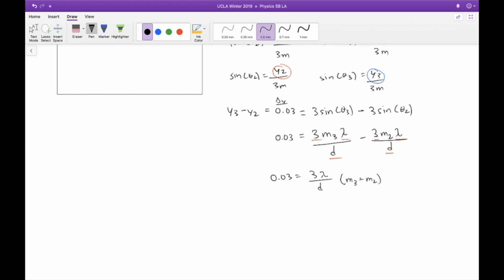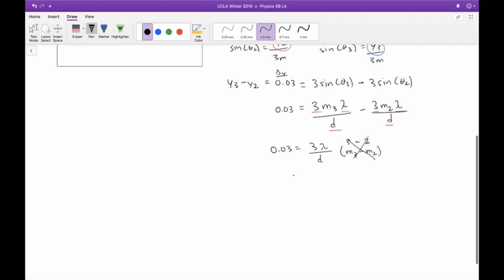And if you notice, the values of m3 and m2 are 3 and 2 respectively. It was kind of convenient with those subscripts. And so 3 minus 2 is going to be 1, so we can cancel this part out, so it's not really interesting anymore. Now we have 0.03 times d. I'm bringing this over to the other side, dividing by 3, and that's going to give us our wavelength, which is what we were looking for.